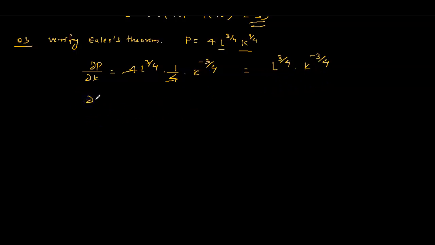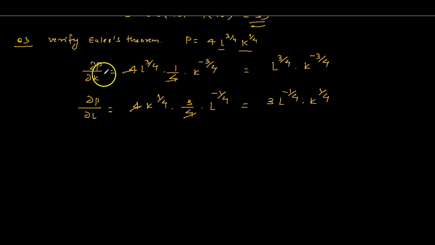Similarly, you can find del P by del L. So 4 as it is, K to the power of 1 by 4 as it is. So 3 by 4 times L to the power of 3 by 4 minus 1, which is minus 1 by 4. So this part cancels here. So 3 times L to the power of minus 1 by 4 times K to the power of 1 by 4.